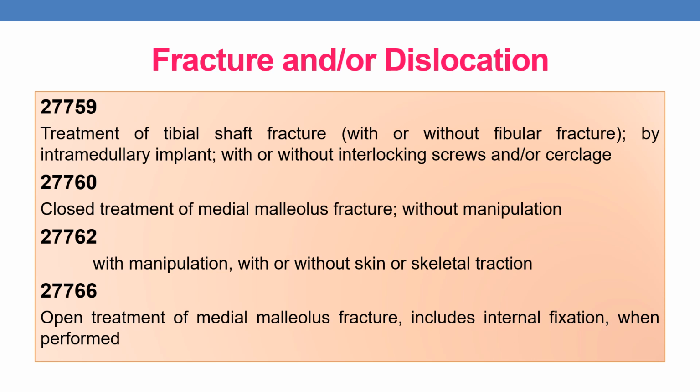The next CPT is 27759. Treatment of tibial shaft fracture with or without fibular fracture by intramedullary implant with or without interlocking screws and or cerclage. The next CPT is 27760. It deals with closed treatment of medial malleolus fracture without manipulation. The next is 27762. It deals with closed treatment of medial malleolus fracture with manipulation with or without skin or skeletal traction. The next CPT is 27760.